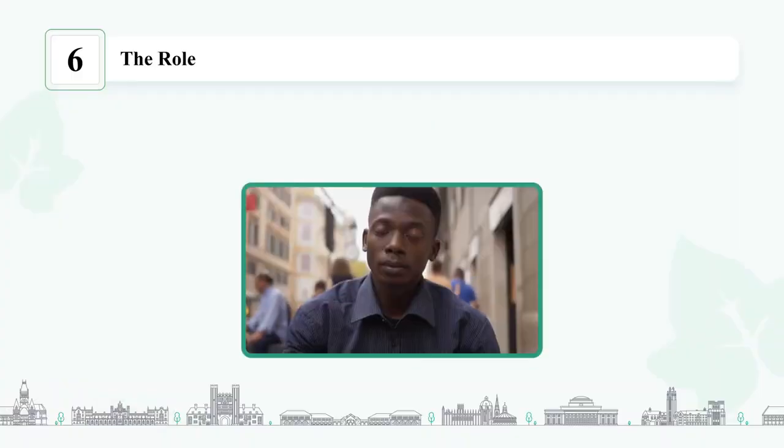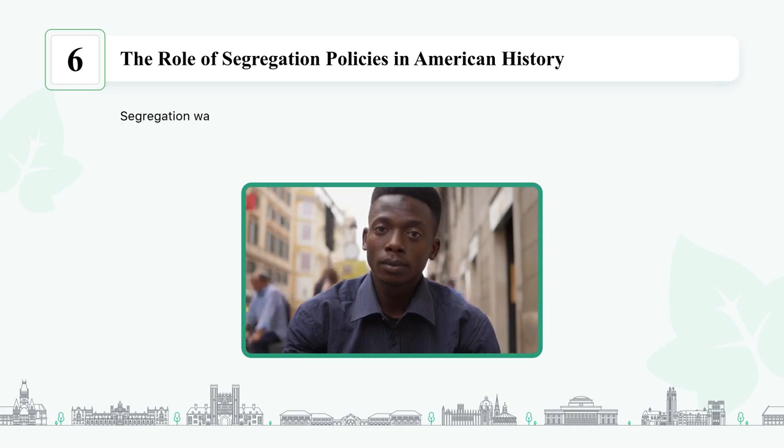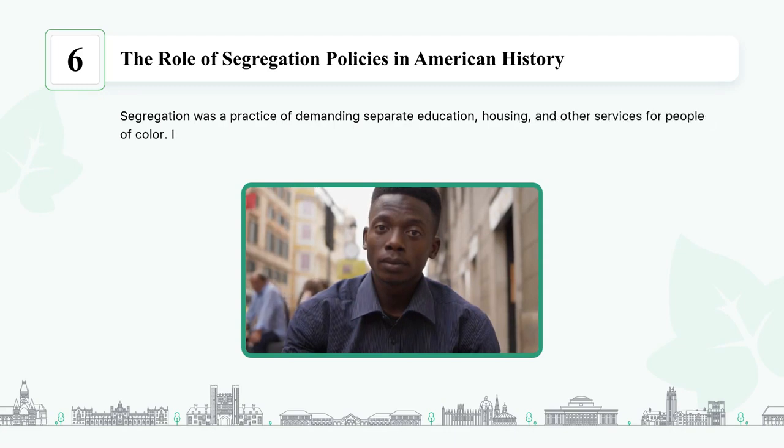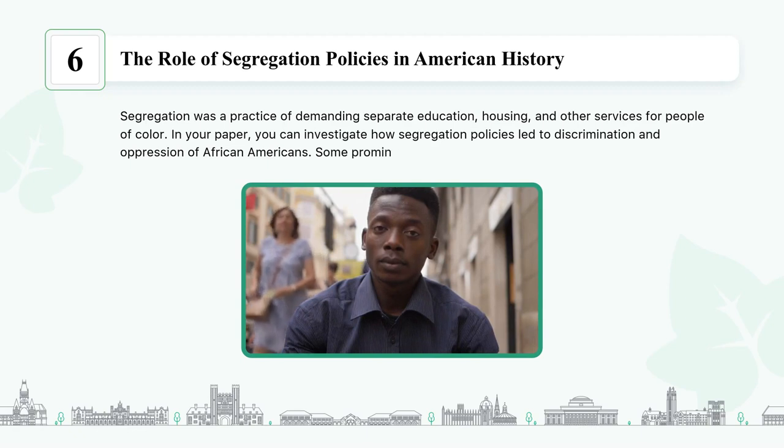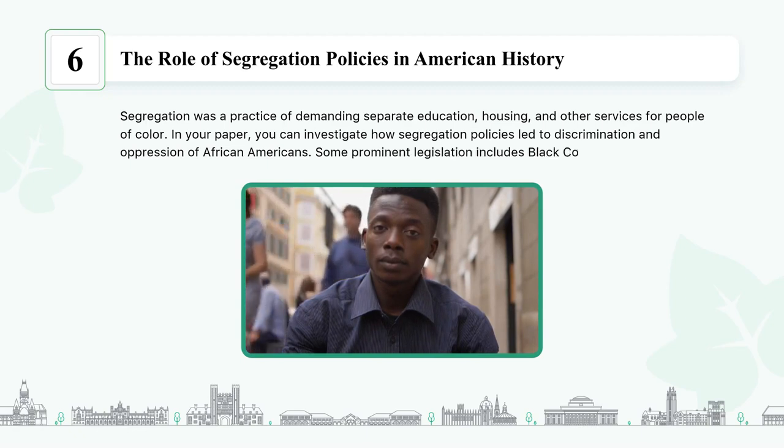The role of segregation policies in American history. Segregation was a practice of demanding separate education, housing, and other services for people of color. In your paper, you can investigate how segregation policies led to discrimination and oppression of African Americans. Some prominent legislation includes black codes and Jim Crow laws.